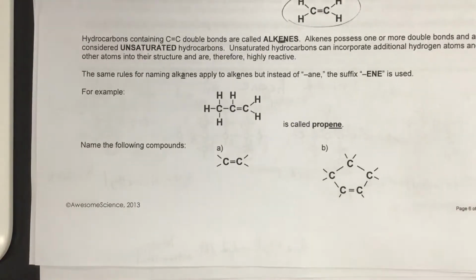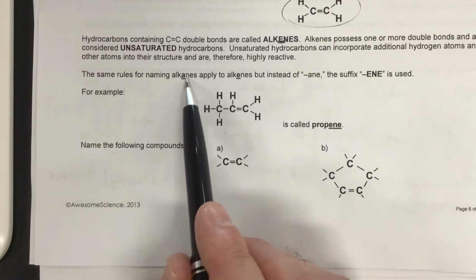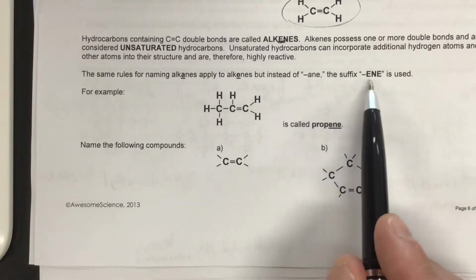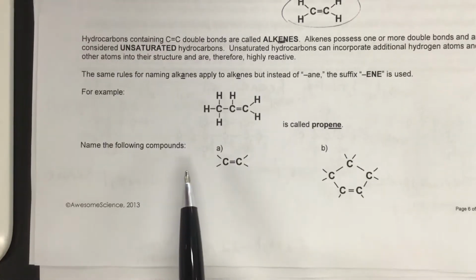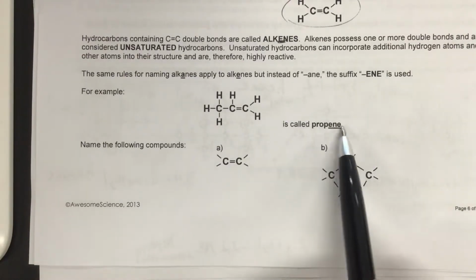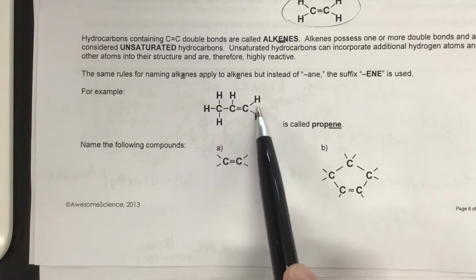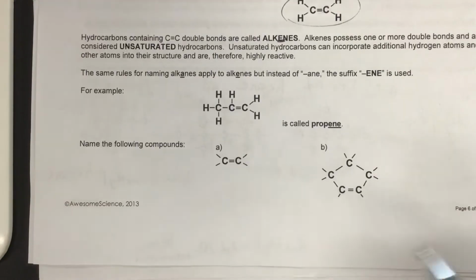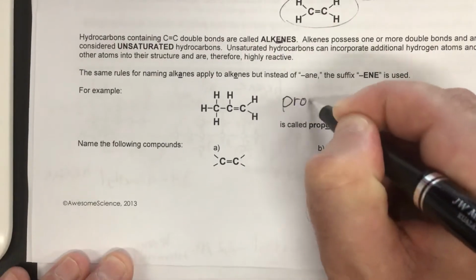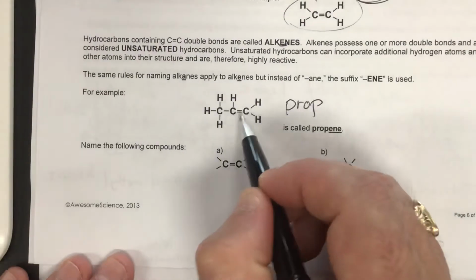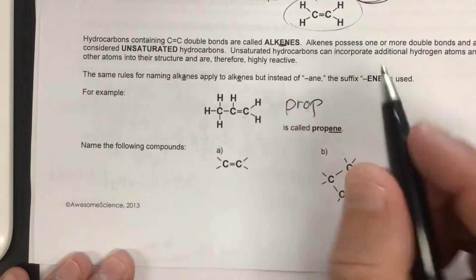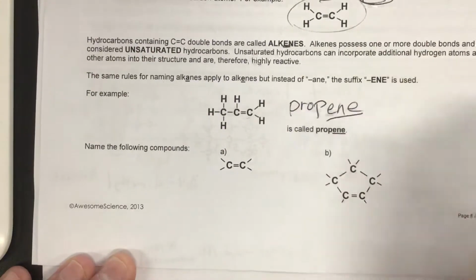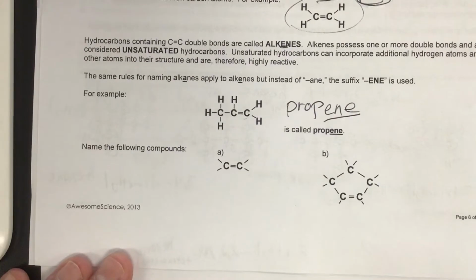Okay, the same rules for naming alkanes apply to alkenes. But instead of ane, the suffix ene is used. For example, this is called propene. So again, we need to look at the parent chain, and we've got 3 carbons, so that root word is going to be prop for 3, but we notice that this one has a double bond in it, so it's not going to be ane like the last one. We're going to put ene on the end to show that it has a double bond in it.